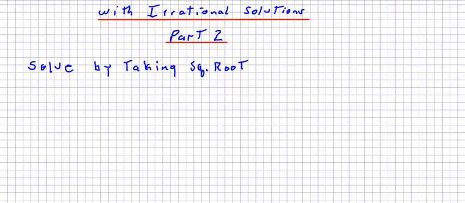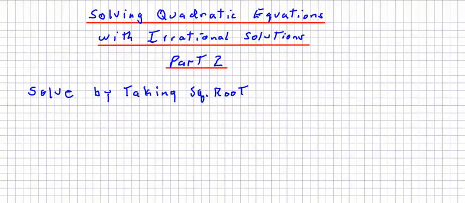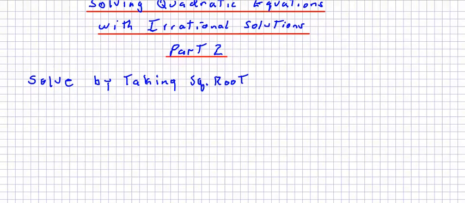Hello, this is the second video, second of three, on solving quadratic equations that have irrational solutions. We're going to do it two different ways. The first one is solve by taking the square root. This is something that we've done in the last unit, but now they're going to be irrational solutions. All right, so let's look at a couple of quick examples.